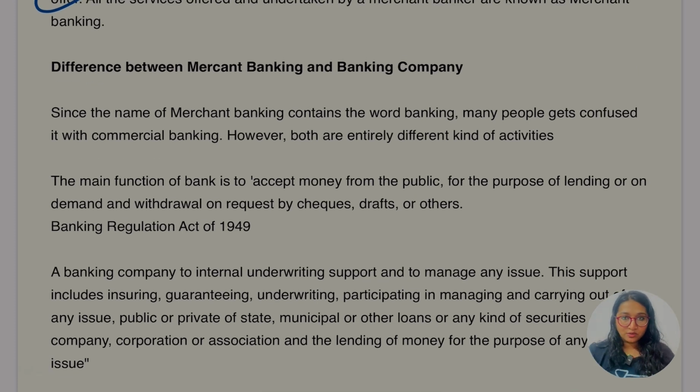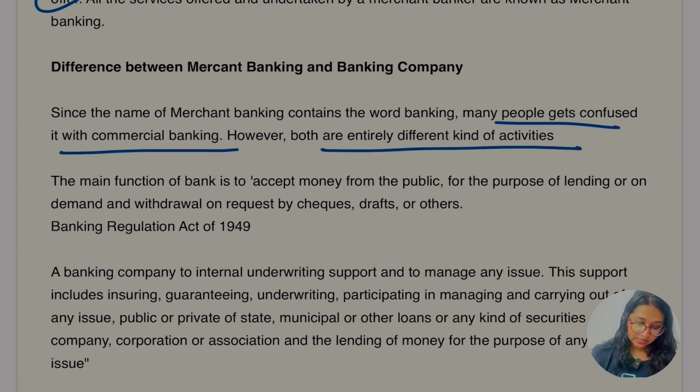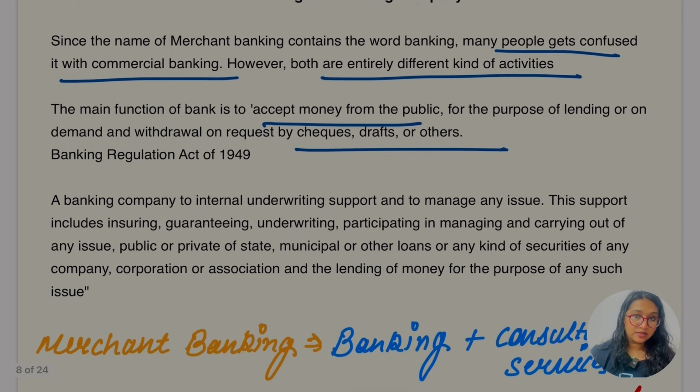So now we know the difference between merchant banking and banking. Usually people confuse what the basic difference is. Everything which is done by a bank, the facilities the bank provides, along with that consultancy and advisory is provided by the merchant bankers. Since the name merchant banking contains the word banking, many people confuse it with commercial banking. However, both are entirely different kinds of activities. The main function of a bank is to accept money from the public for the purpose of lending, on demand and withdrawal on request by cheques, draft or other, as per the Banking Regulation Act 1949. This we know.